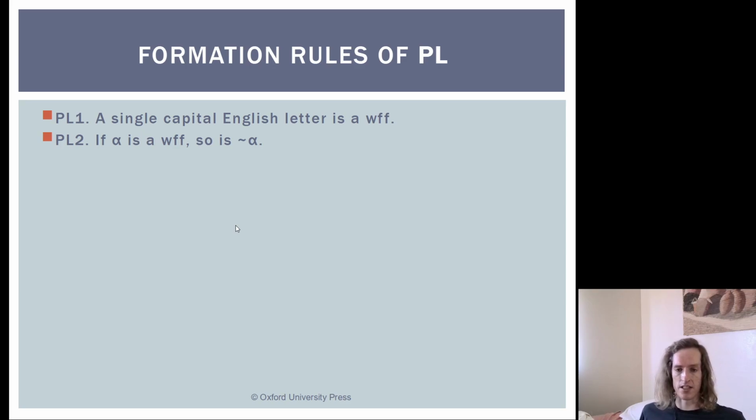Now, if I have a very simple formula, let's say P, and I negate it, well, because P by itself is a well-formed formula, then the negation of P is a well-formed formula. The reason it's using alpha here is just to stand in for any well-formed formula, which could be very complex or very simple. If you have a well-formed formula and you negate the entire thing, then it is, again, a well-formed formula.